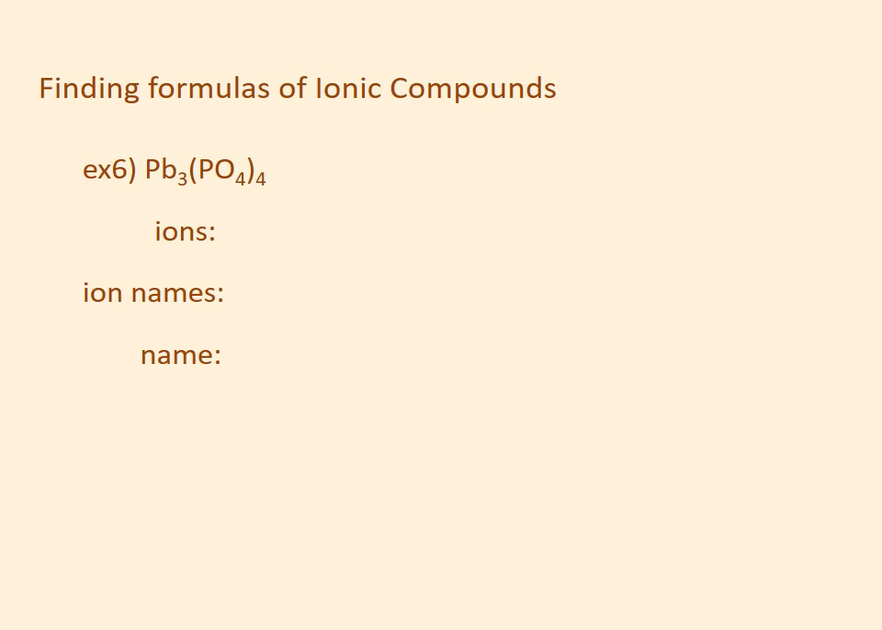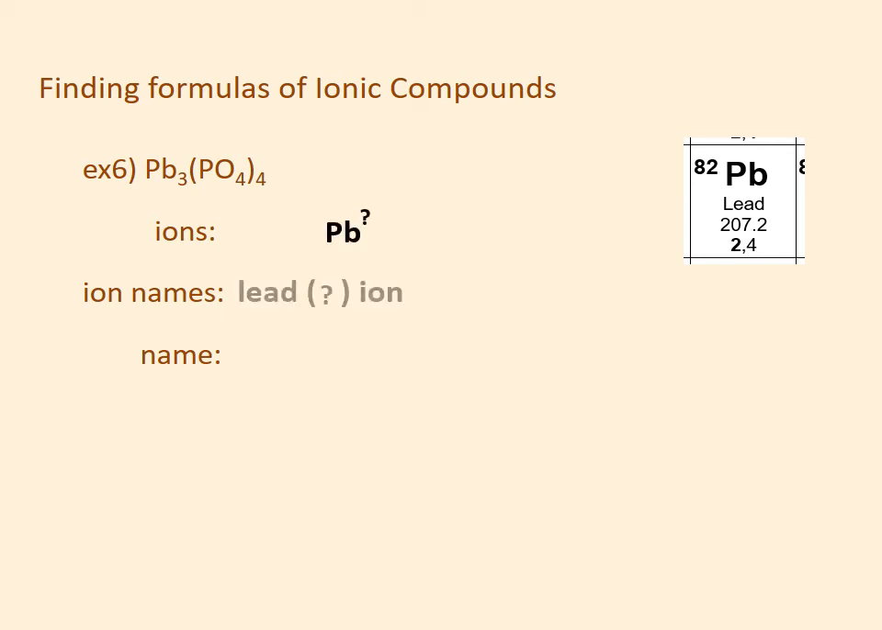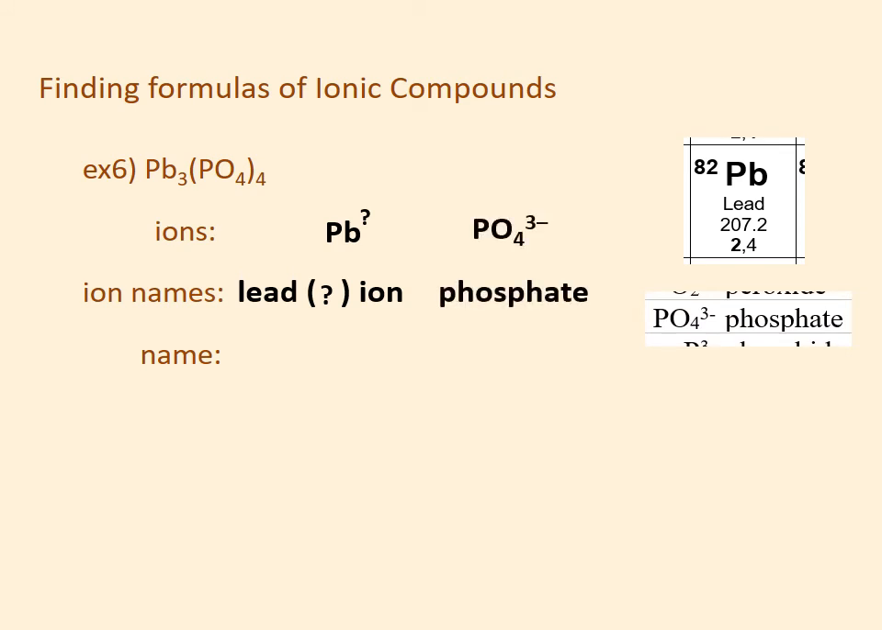Example 6, I start by looking up Pb, and I see it can take a +2 or a +4 charge, so I'm not sure what it is taking this time. So that means I don't know which Roman numeral I need in the name. I look up PO4 and see that it takes a -3 charge, and it's called phosphate. Now I have 4 phosphates, each with a -3 charge. So 4 phosphates, each with a -3 charge, gives me a total of -12 on the back end. And if I have a -12 on the back end, I've got to have a +12 on the front end.